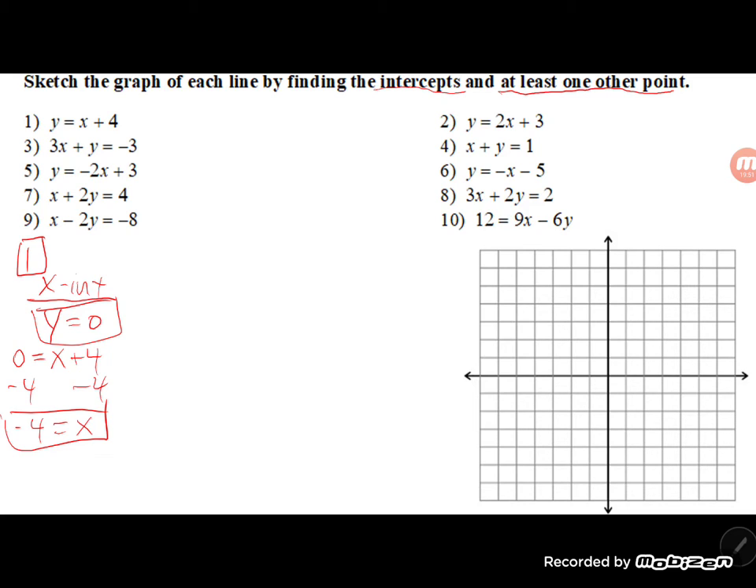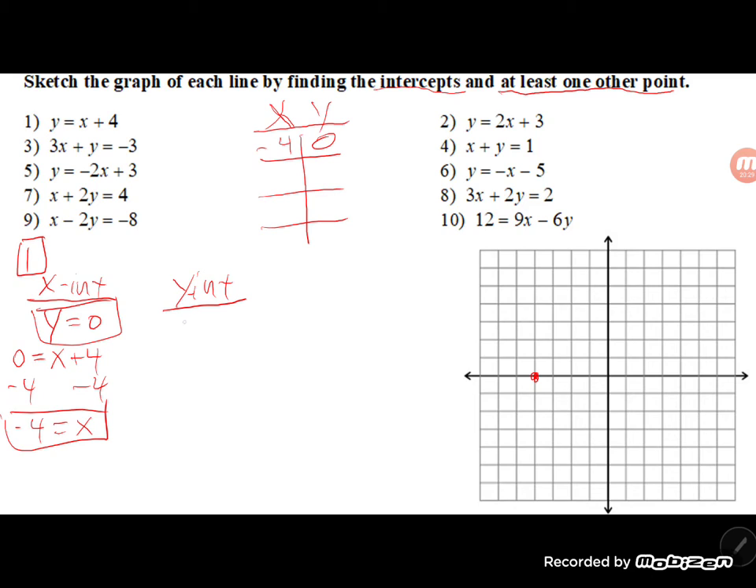We can go ahead and graph that. So if we made a table for this, and I guess we can put the table right here, with our x's and our y's, we would see that we have a -4 for x, and we have a 0 for y. And that's our x-intercept. So we go back 4, 1, 2, 3, 4, and we go up 0, so it would be right there.